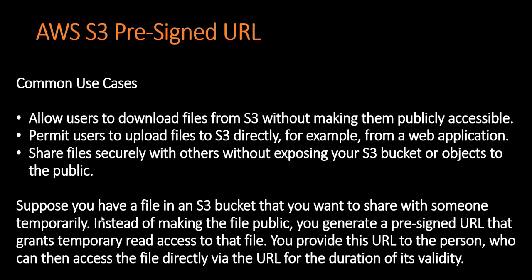For example, we have a file in an S3 bucket that we want to share with someone temporarily. So instead of making the file public, we will just generate the pre-signed URL. Of course, that URL will have permissions associated, and then with the provided URL, the person will just directly download the file. So that's it in this video. Let's see how it works using the AWS console.